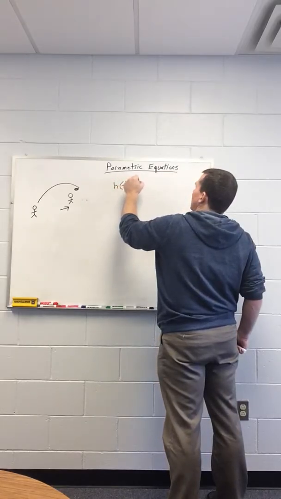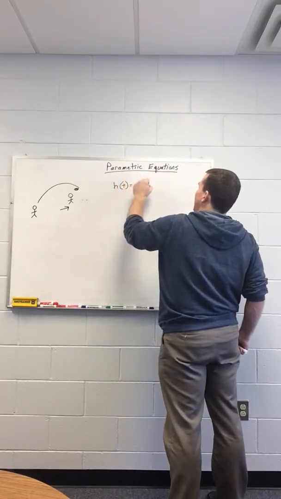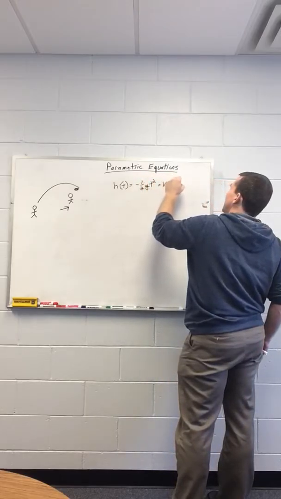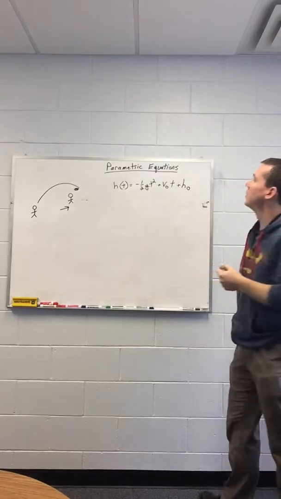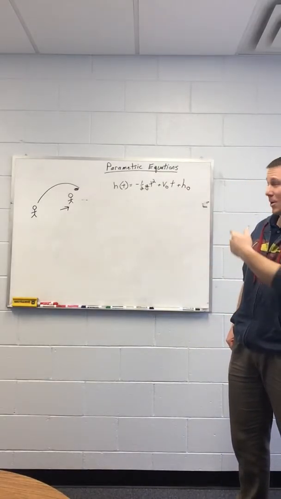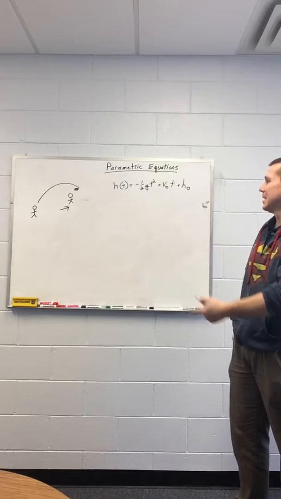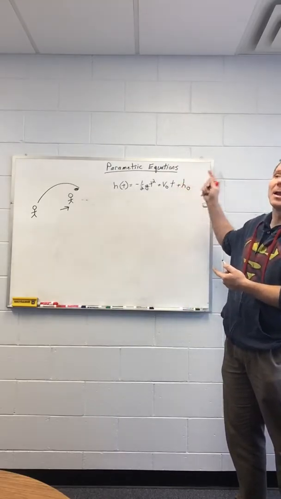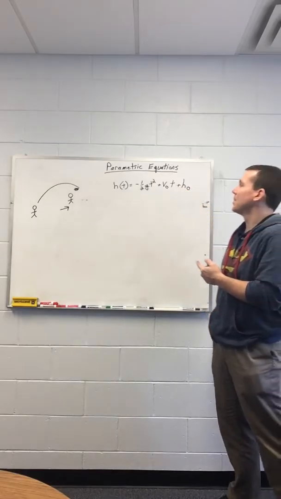of t equals negative 1/2 g t squared plus v sub 0 t plus h sub 0. If you don't remember that, it's not all that important. We're going to be expanding on that in this section of your book. So we're not going to use that equation, but we're going to use something similar to it.